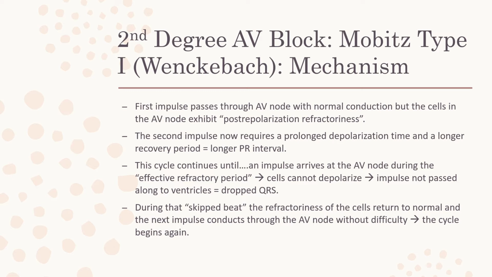This cycle continues until an impulse arrives at the AV node during the effective refractory period. The cells cannot depolarize, and the impulse is not passed along to the ventricles, therefore you have a dropped QRS. During that skipped beat, the refractoriness of the cells returns to normal, and so the next impulse conducts through the AV node without any difficulty, and the cycle begins again. So as you saw with the re-entry phenomenon, refractoriness is really key for this particular type of rhythm.